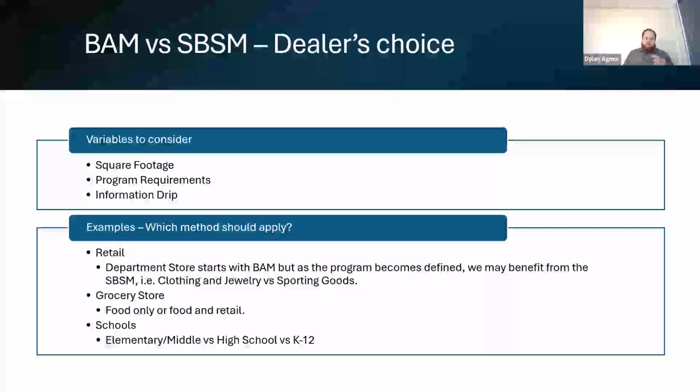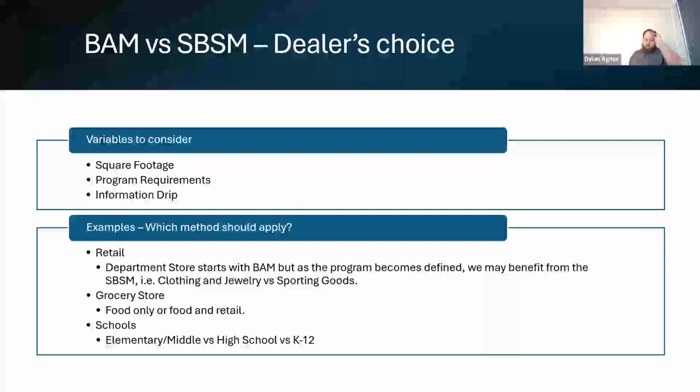So some examples would be retail, department store. You start with a building area method, but then as the program becomes defined, you find out you can benefit from the space by space method, i.e. if you're selling clothing and jewelry versus sporting goods, there's special exemptions in that. I'll go over that in a little bit. Grocery store, food only would be building area method. But then if you have food and retail, so you're selling other goods in addition to the food, then you're benefiting from exemptions if you apply the space by space method.